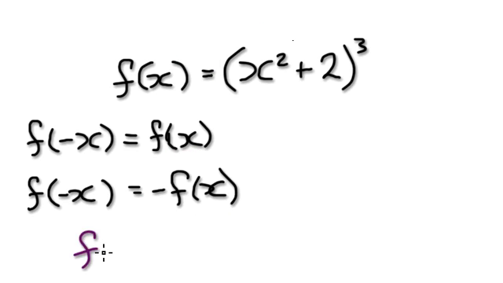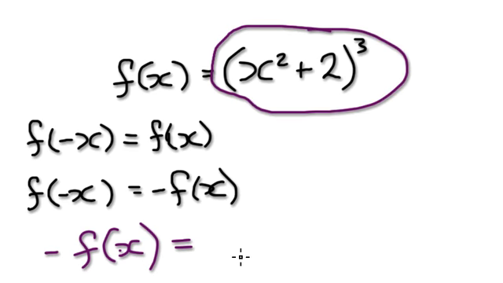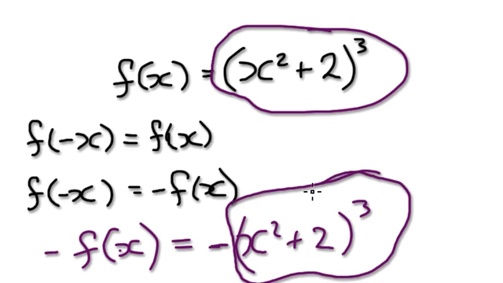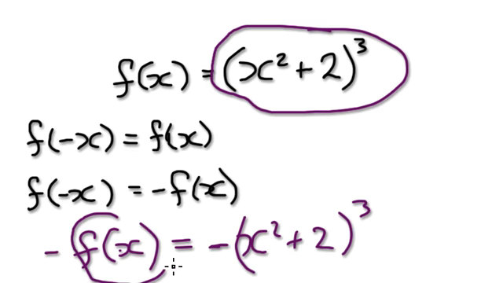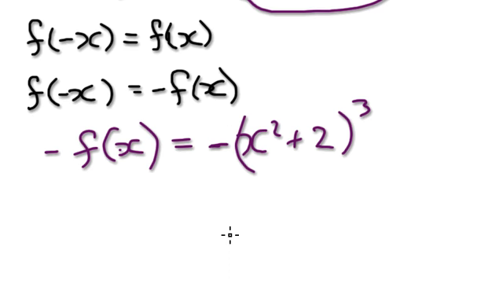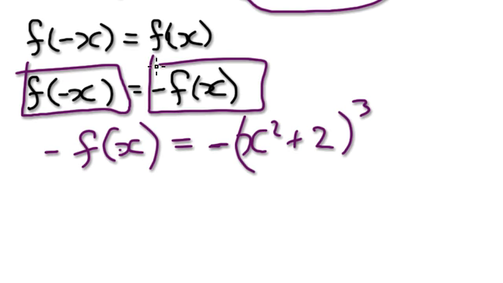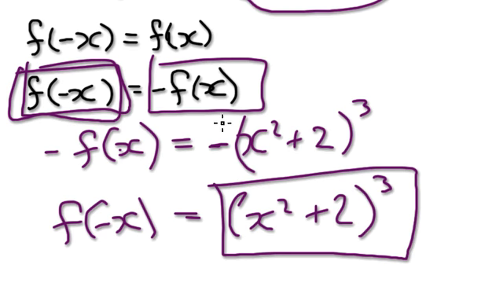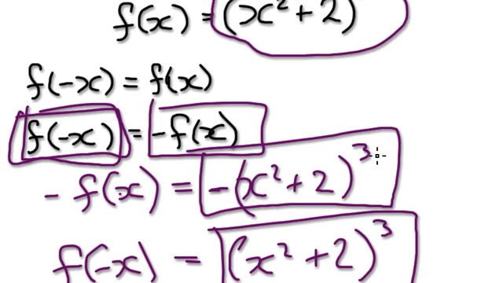So minus f of x equals the whole function itself, and then we stick a negative in front of it. So it would be minus x squared plus 2 to the power of 3, because this is the function in its original form, and then we have to stick a minus in front of it. So the question is, is this the same as this here? Earlier we worked out that f of minus x is x squared plus 2 to the power 3. You see, this is different from this. So we know it's not an odd function.